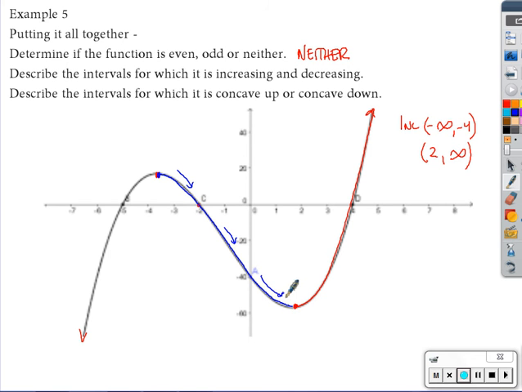Down, down, down. Again, without talking about tangent lines, because we haven't learned that yet, we're going to have to use the visual aid here. Negative 4 to 2. And then we have concavity. So where does it hold water? Where does water pour out?